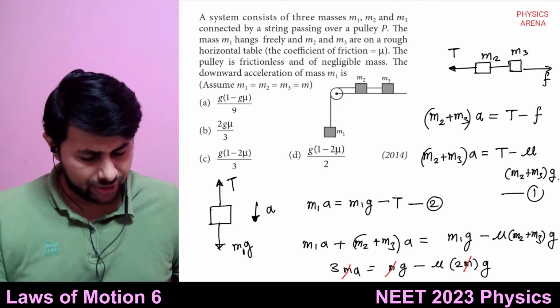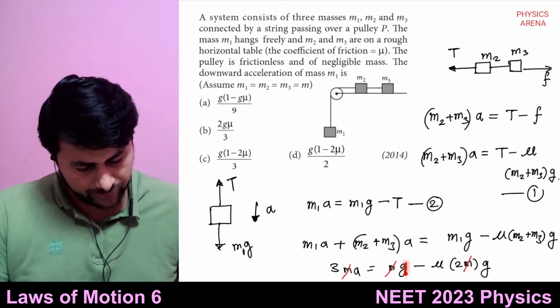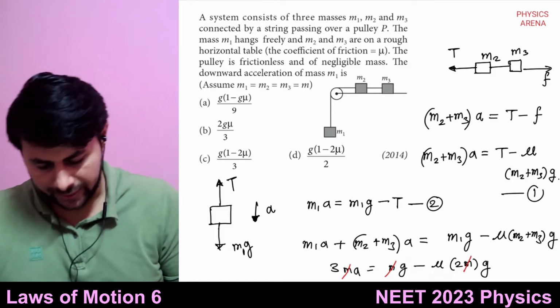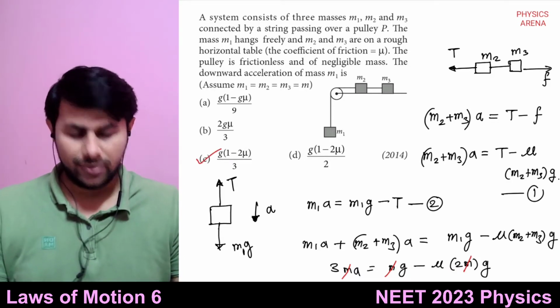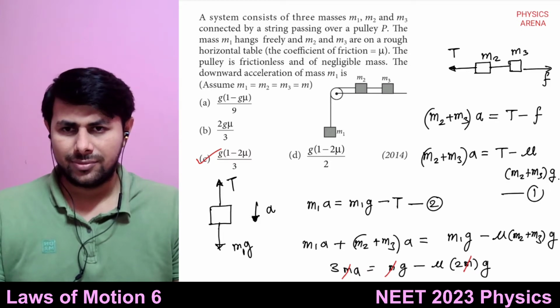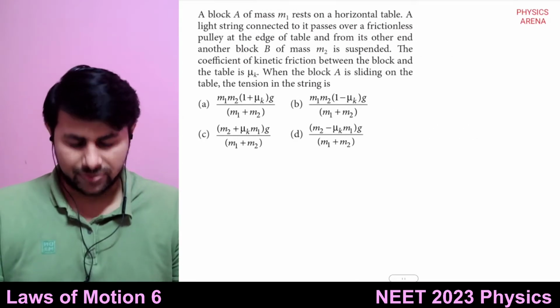Or you can take g common. So what do you get? Which option? If you take g common, you get (1 minus 2 mu) g divided by 3. Option C, right? So this one also was a simple problem, right? All right, so let's move on to the next one.